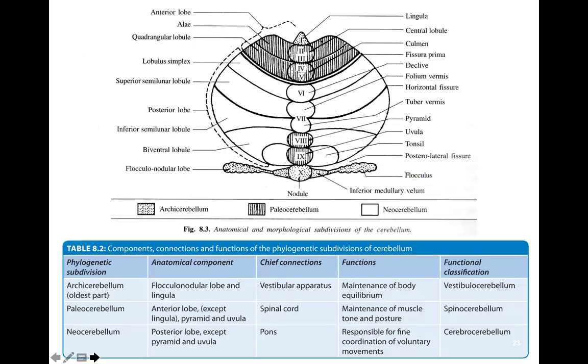If you see the summary slide, you can use it as well. What are the anatomical components involved here? What are the chief connections, such as vestibular, spinal cord, pons? What are the functions and the functional classifications? They are also mentioned in this chart, so you can use this chart for your writing as well.